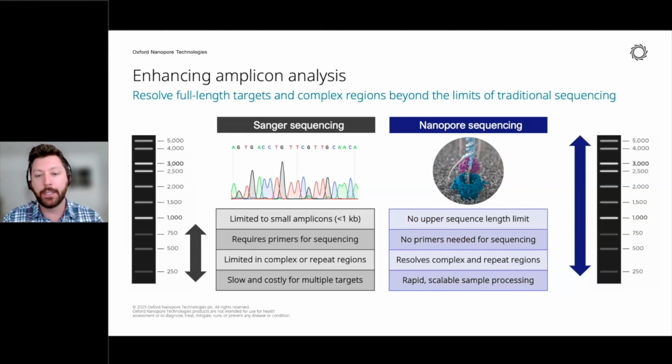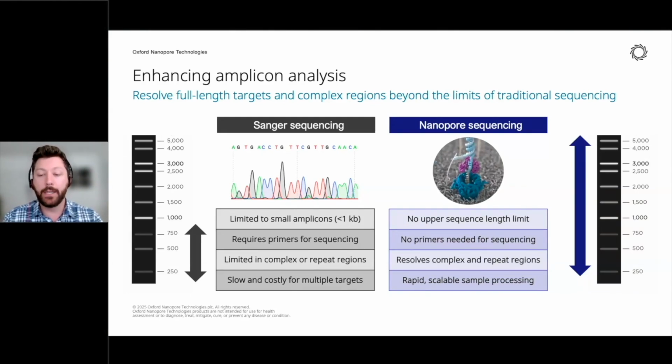So on the left, we see that traditional Sanger sequencing offers limited short amplicons. So typically these are under 1,000 base pairs, and these require primers for each read. With amplicons, it can also struggle again within those repetitive, GC-rich, or structurally complex regions, and often leaves critical gaps or ambiguities. And if you're working with multiple targets, these costs and timelines can start to increase quickly.